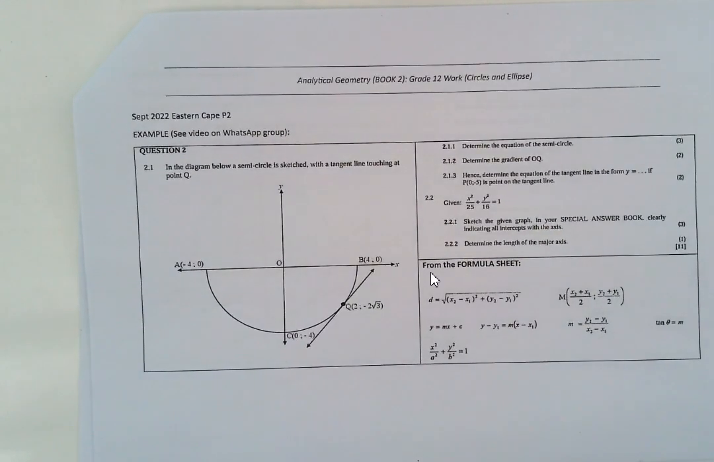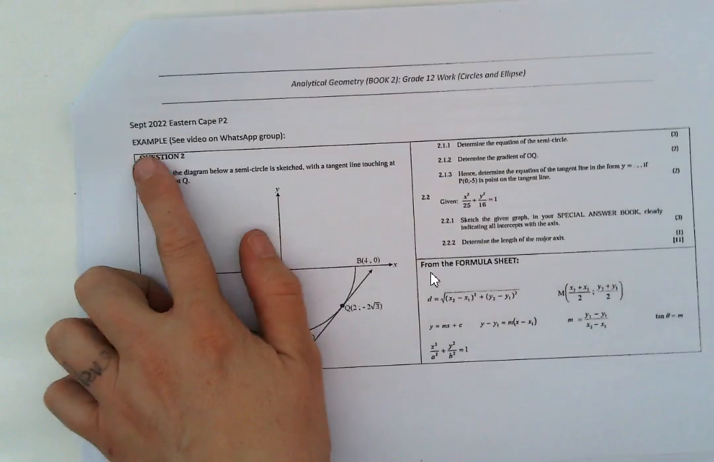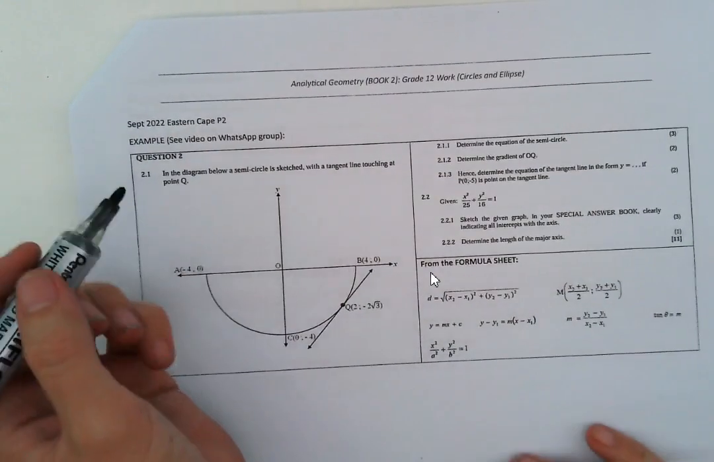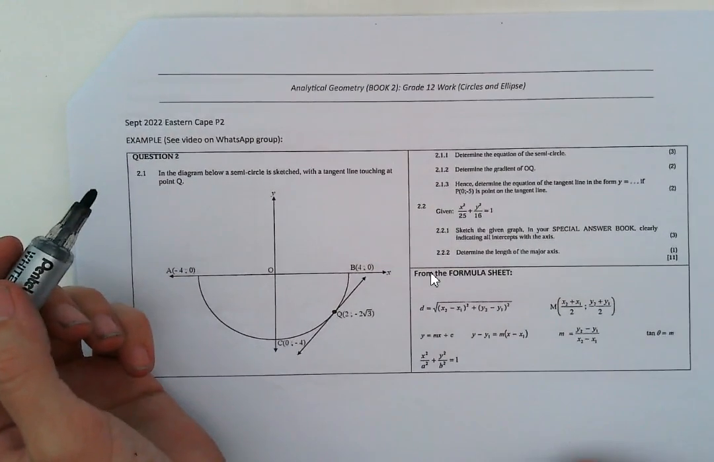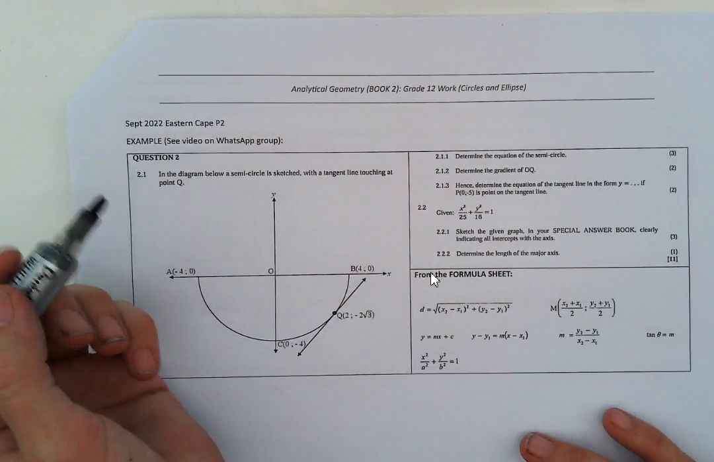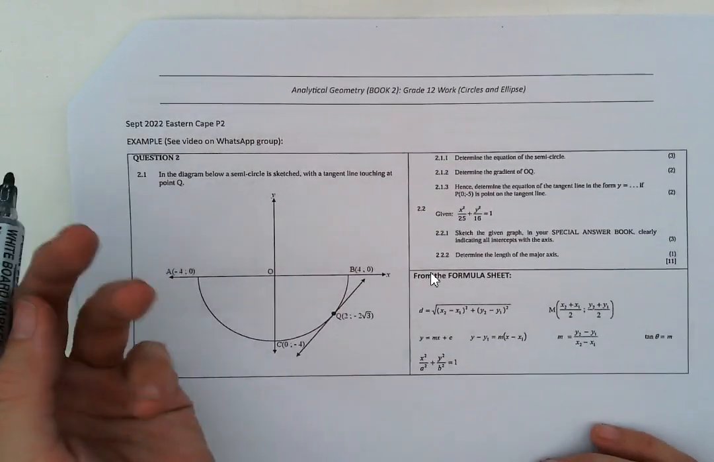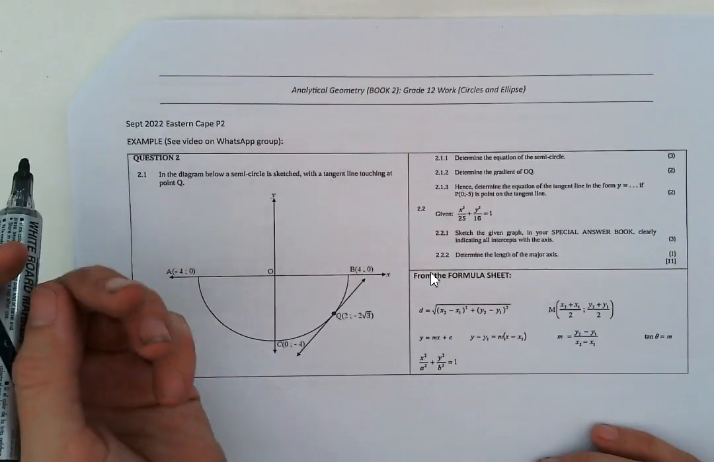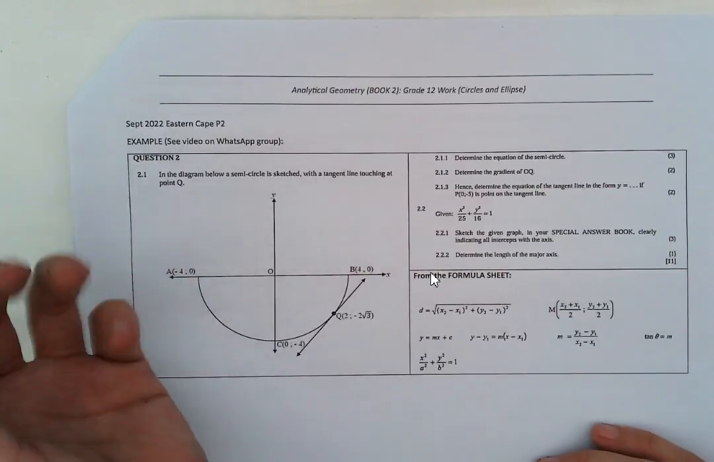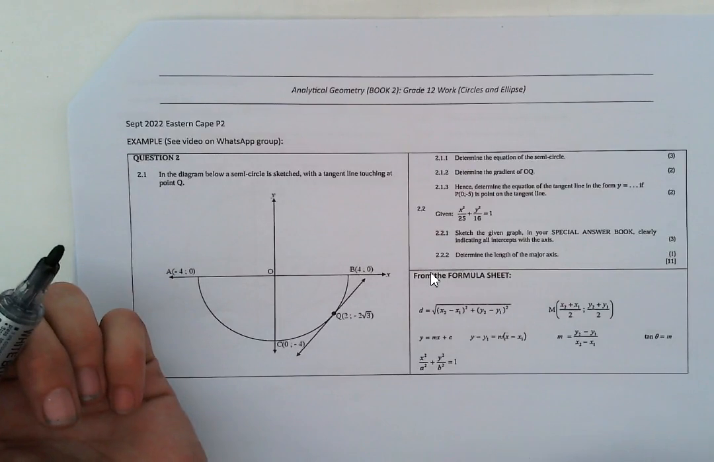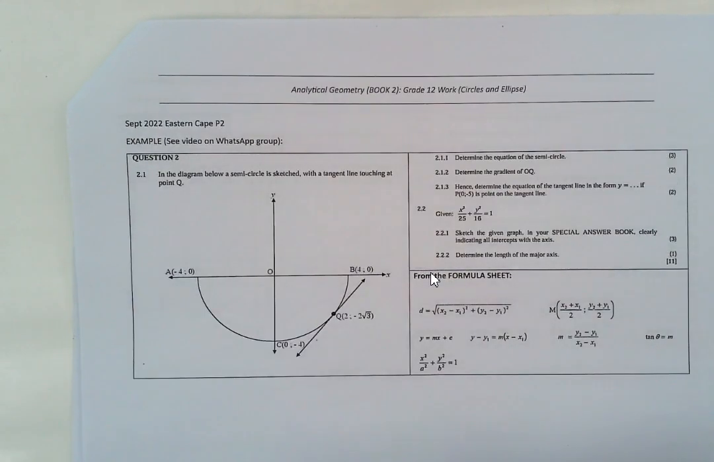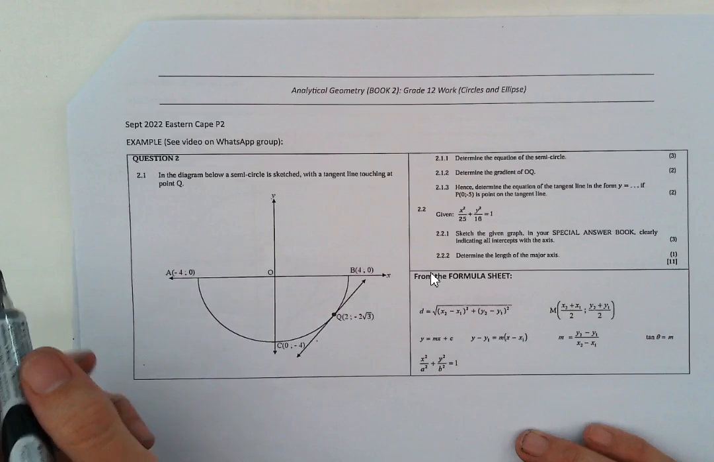Okay, let's look at this example from September 2022, Eastern Cape Paper 2. This is for today, the 18th, that you're going to do for Tuesday. This is an example, and then yet again you will have one paper to do in class and one paper for homework. I'll post the answers for you as well, so that you can just check there.